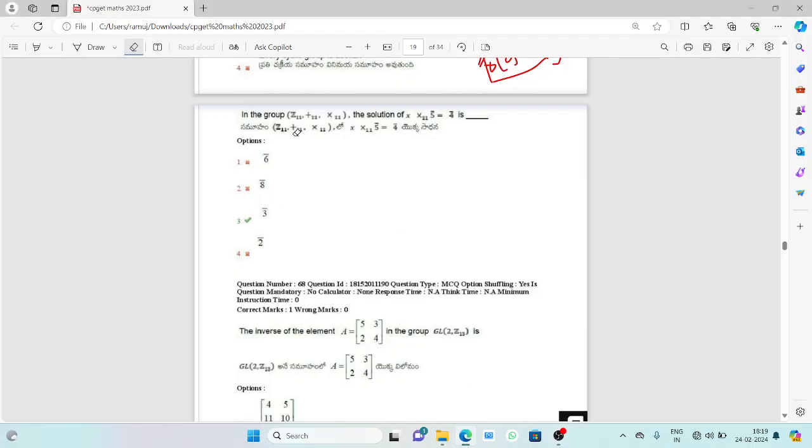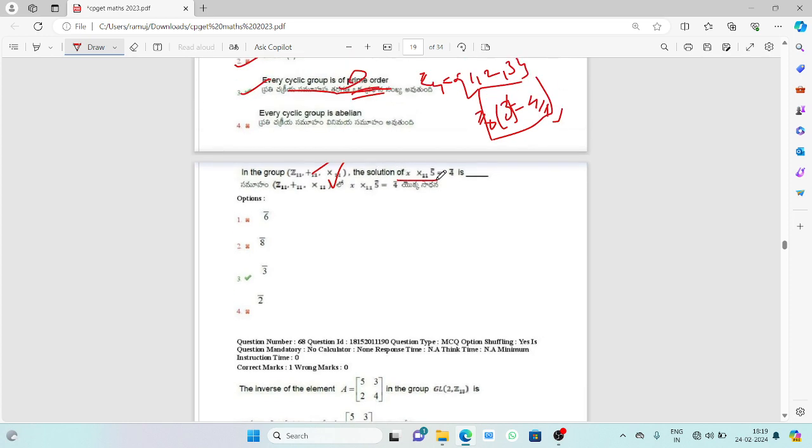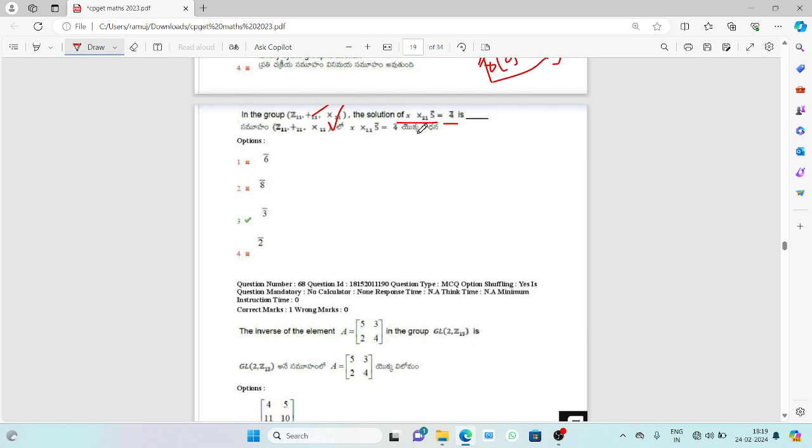So the 67th question is: in the group Z11 with additive modulo 11 and multiplicative modulo 11, the solution of x multiplicative modulo 11 5 bar is equal to 4 bar. So what value of x will satisfy this condition? He is asking the value of x here.